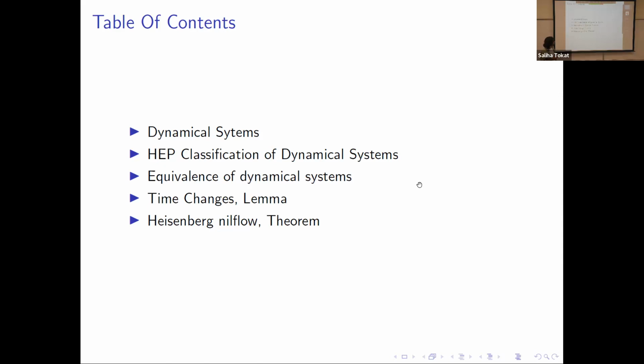Time changes come from equivalence in the weak sense. I will talk about that. And there is a lemma about time changes. I will prove this lemma, and this proof is the only proof of the presentation. After that, there's the Heisenberg group. It's an example of parabolic dynamics. And I state a theorem about time changes and the Heisenberg group.